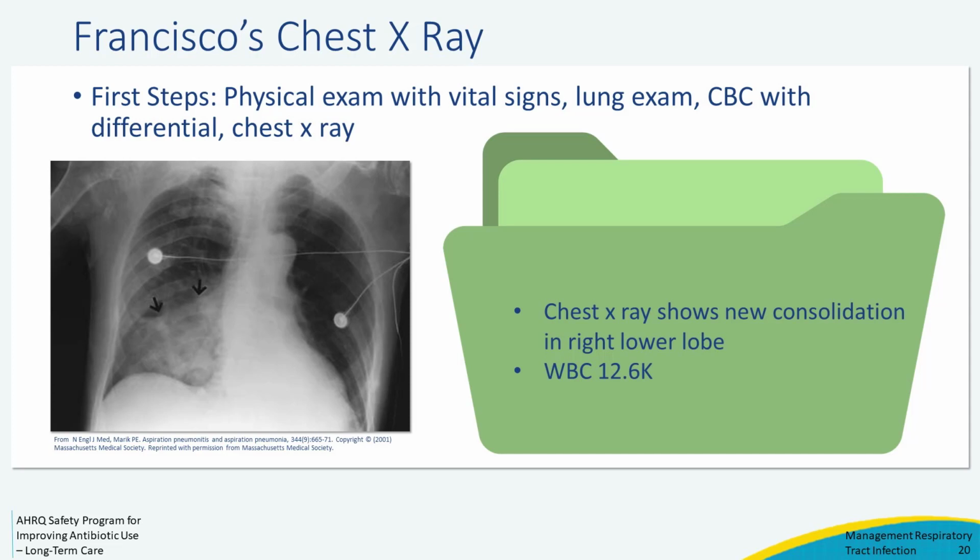Francisco's chest x-ray shows a new consolidation in the right lower lobe. This x-ray pattern is classic for aspiration pneumonia or pneumonitis. We typically see infiltrates on the right because the right mainstem bronchus is shorter with a more direct path to the lungs. If patients are prone when they aspirate, the infiltrate can be in the right upper lobe.